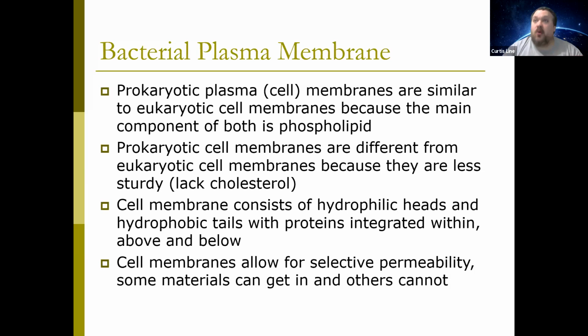So the components or the structure of the bacterial cell membrane is almost exactly the same as it is in animal cells. The one big difference is that bacteria do not have cholesterol. Eukaryotic cell membranes have cholesterol, which acts as a fluidity buffer, so it keeps the membrane more fluid. Bacteria don't have that. So that's the one big difference. Okay.